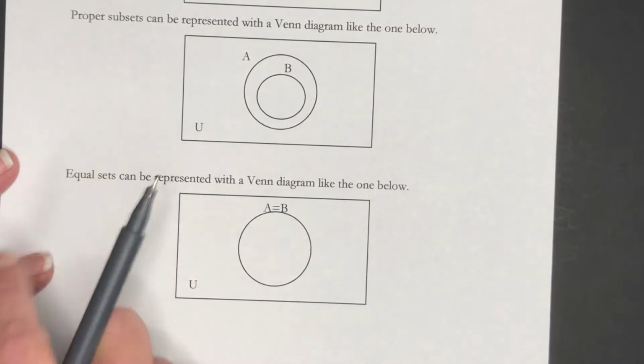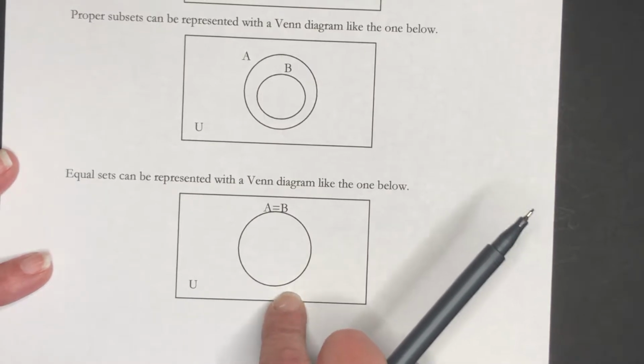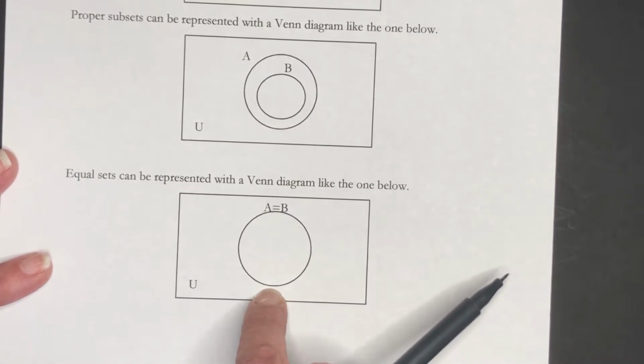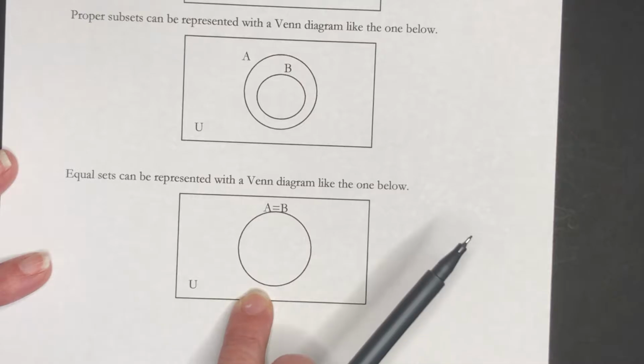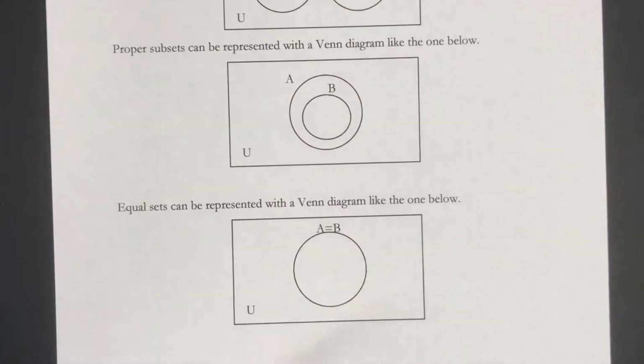Equal sets can be represented with a Venn diagram like this one. They are exactly the same, so the circle is exactly the same. You could have a regular subset that looks like this. Never a proper subset. Okay, sorry about that shake right there. So let's look at this.